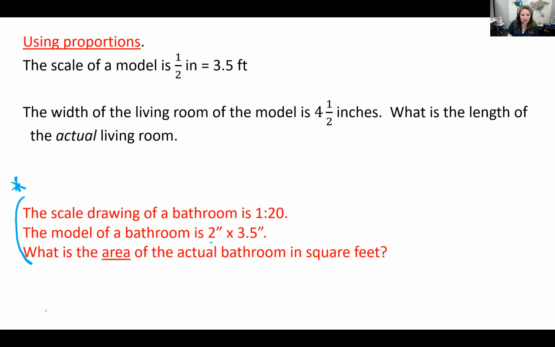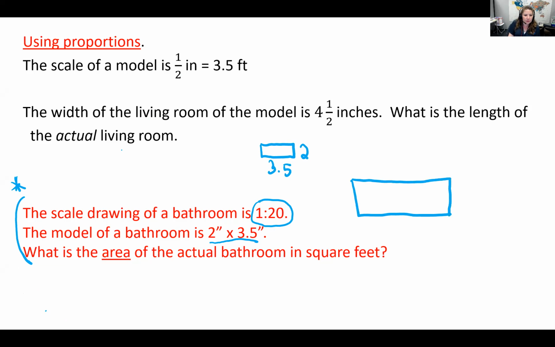We're going to start with the model of the bathroom. So the model of the bathroom is 2 inches by 3.5. All right, so we're going to use this scale to figure out the new dimensions of the bathroom, okay? I told you when we were in class that this represents 1 inch out of 20 feet, but actually, since these are both in inches, these are going to represent the same measurement.